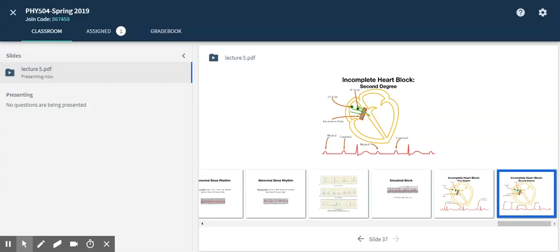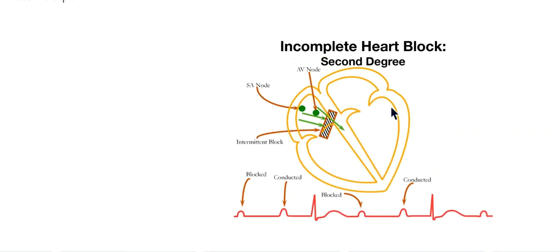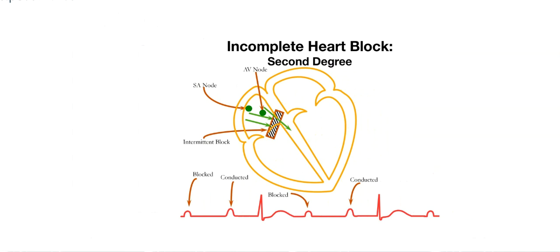on the below the bundle of His or on the bundle branches, as opposed to a Mobitz type 1, which could be above the bundle of His. But what that indicates, the Mobitz type 2 is a more regular pattern. And that's why it indicates that it's a chronic issue.